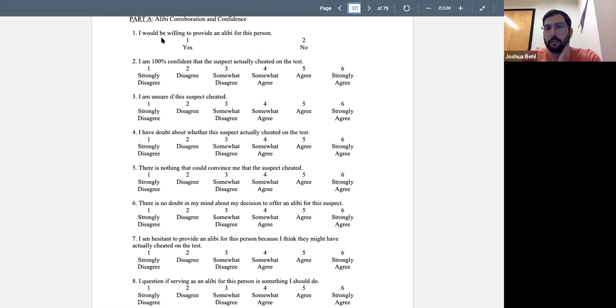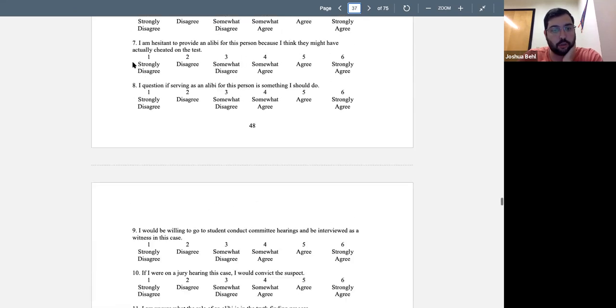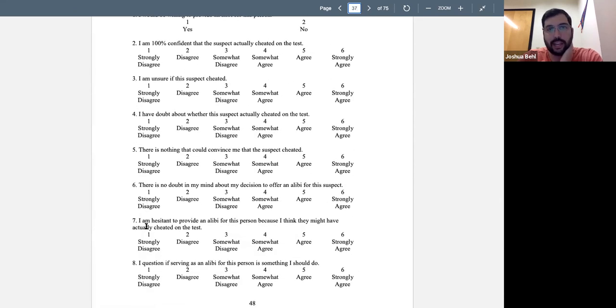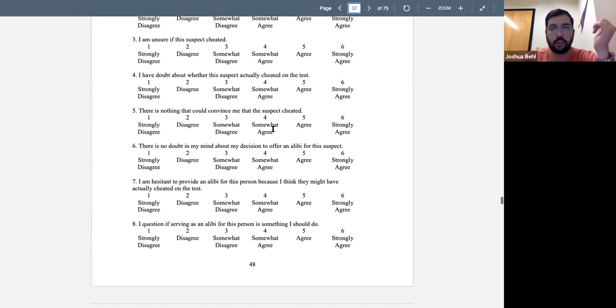And that's a dependent measure all by itself. Then questions 2 through 11 are all just trying to gauge the person's confidence in their alibi. I'm unsure if the suspect cheated. I'm 100% confident the suspect actually cheated. I have no doubt about whether the suspect actually cheated on the test. There's nothing that convinced me that the suspect cheated. All of these together are forming the one variable of alibi confidence.